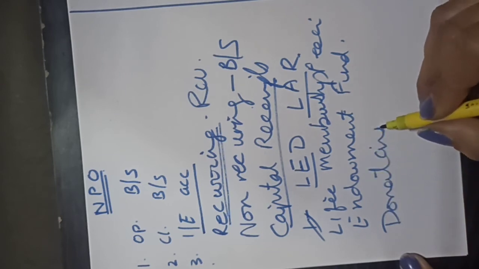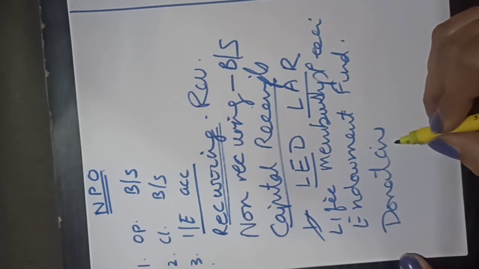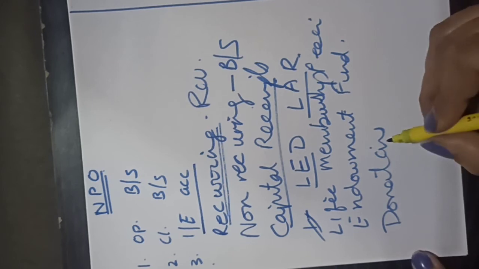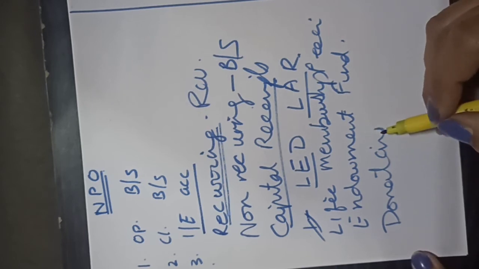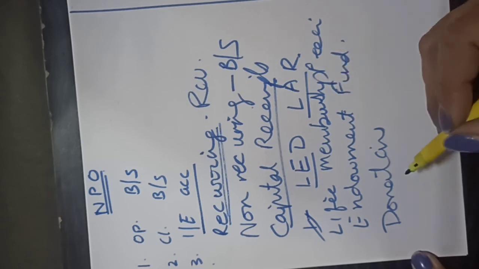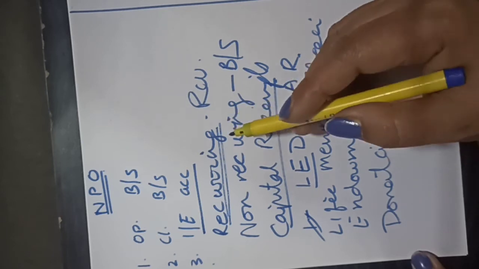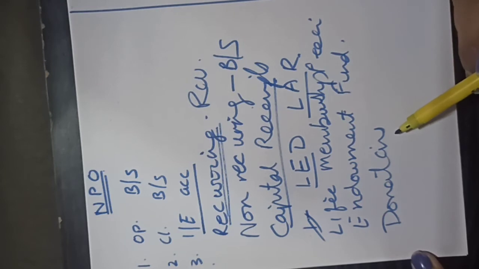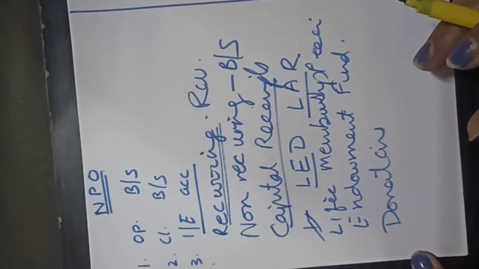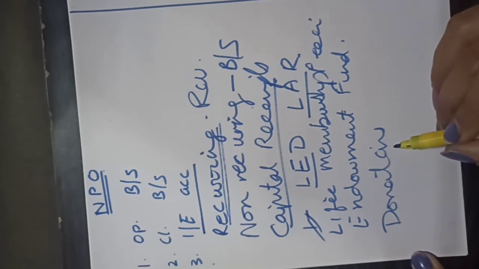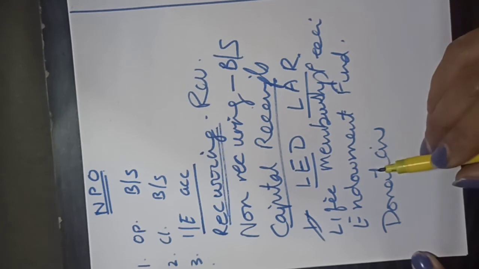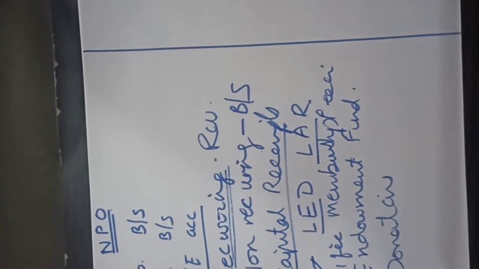The donations, and not the regular donations. The regular donations are revenue in nature. Those donations that are recurring in nature are revenue. They will come in the income and expenditure account. The donations that are specific, that relate to any one specific purpose, will come in the balance sheet. The opening specific funds will come in the opening balance sheet, and the closing donations will come in the closing balance sheet.